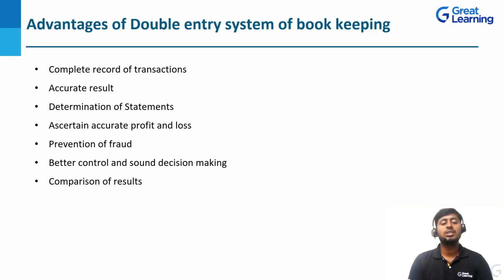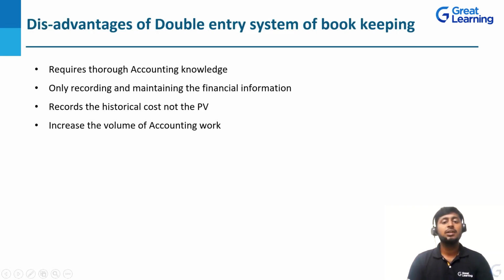And the last advantage is comparison of results. The current year profit can be compared with the past year profit or the last year profit. With that they can estimate for the future also. That is only possible through this double entry system of bookkeeping. Next, disadvantages of double entry system of bookkeeping.